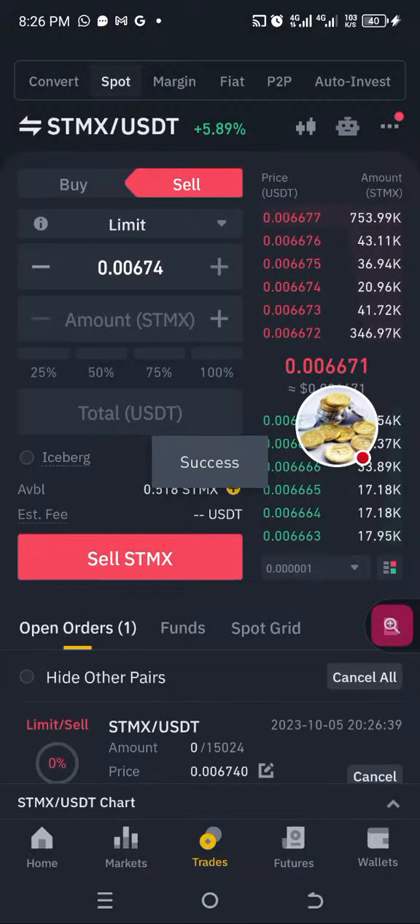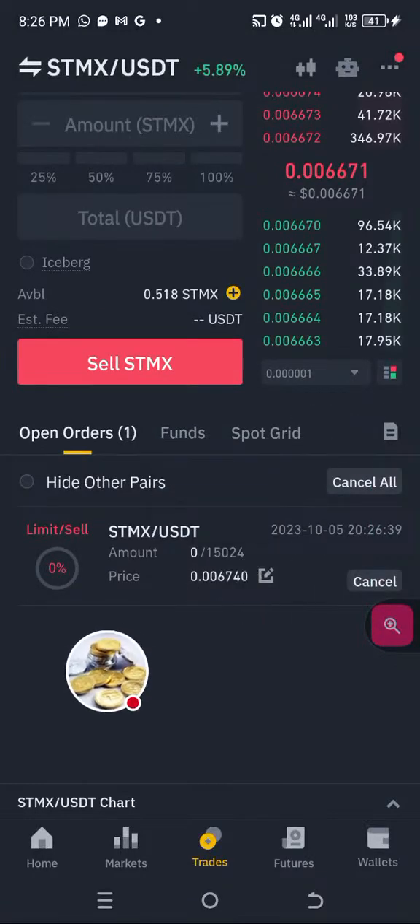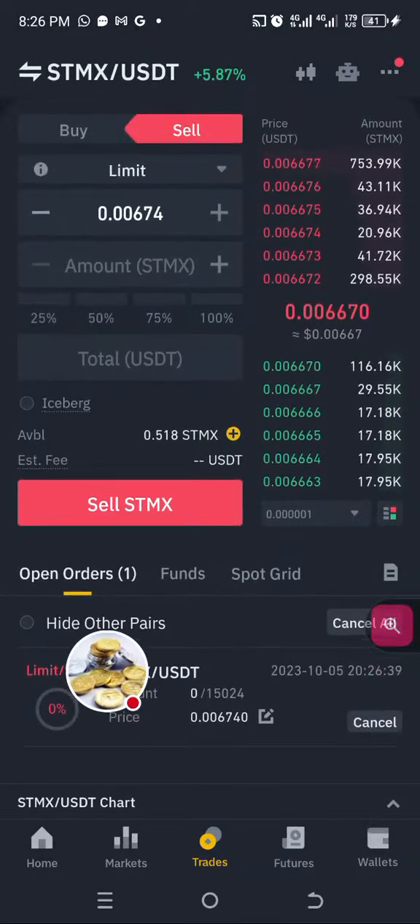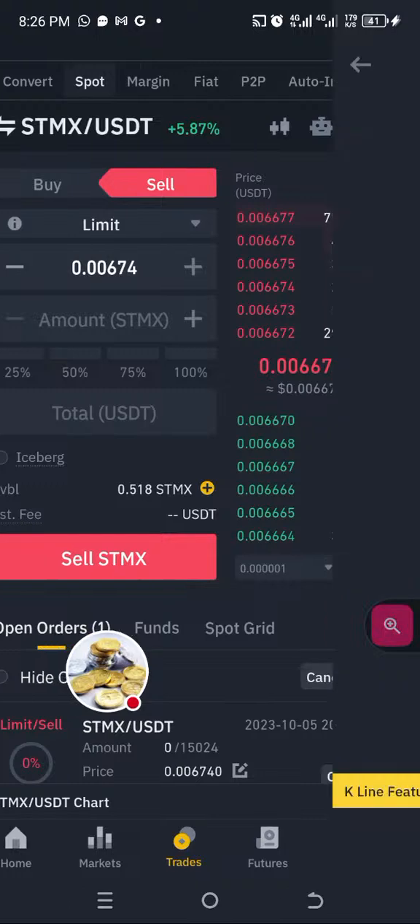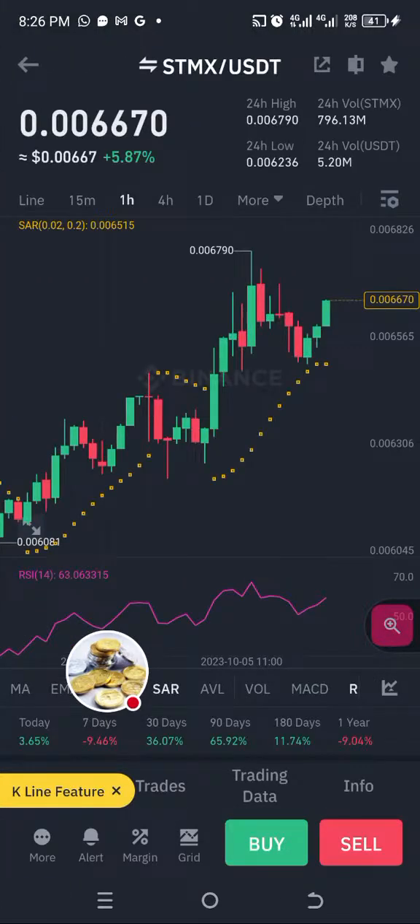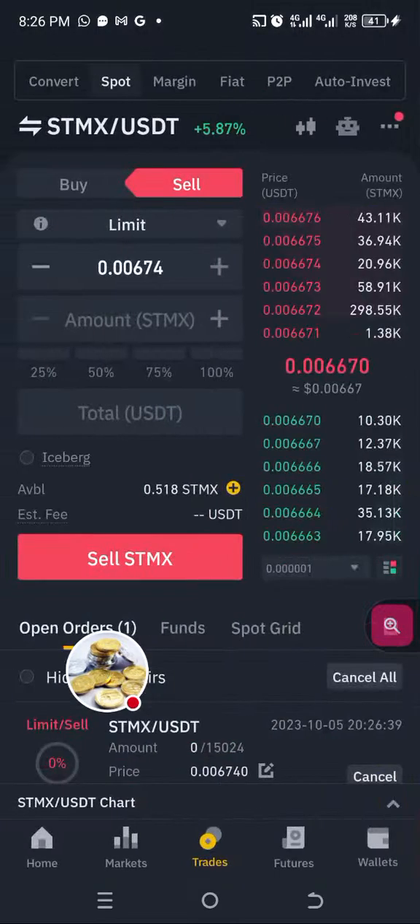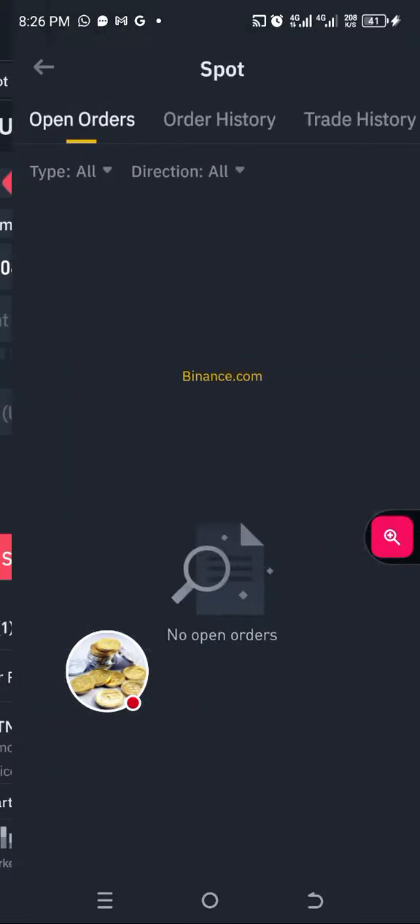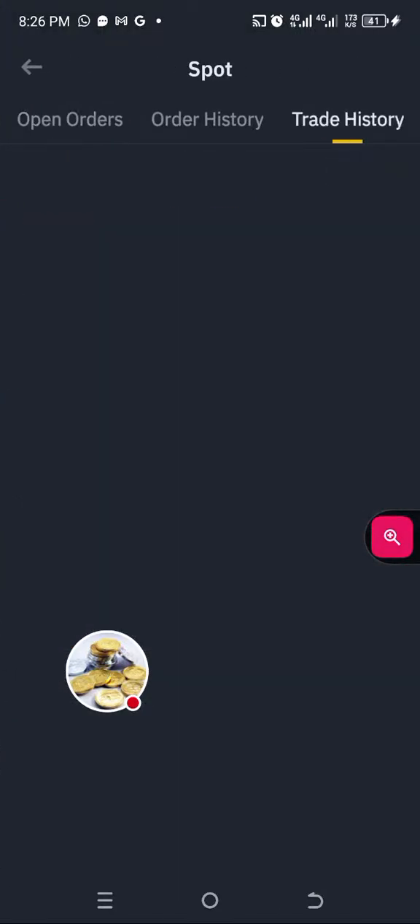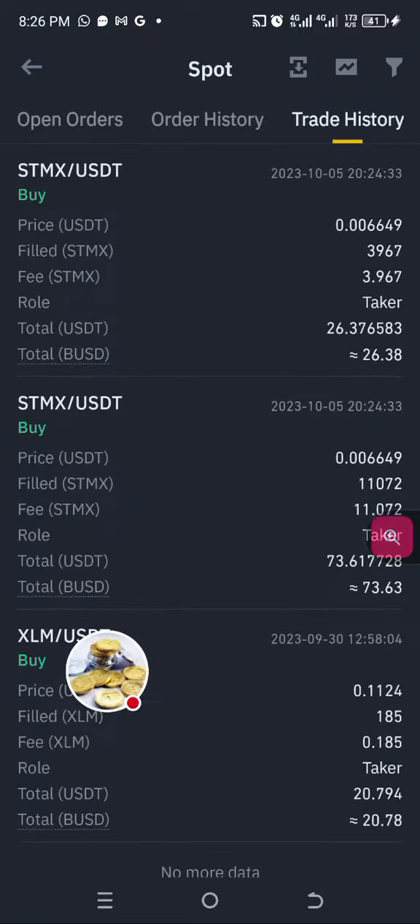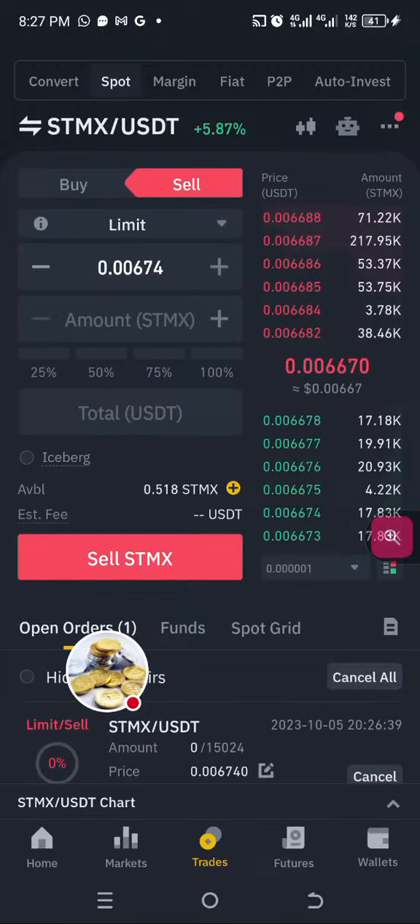Let's see. Okay, so we're currently in the queue right now. Look, let me tell you something: I can actually make profit right now. If we check our trading history, you'll see what's going on here. How much did we buy it at? We bought it at 6649. So currently we're in profit, right? Oh my God, look at this.